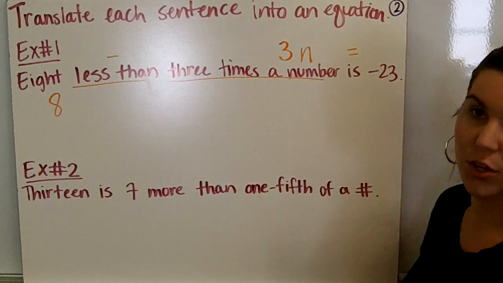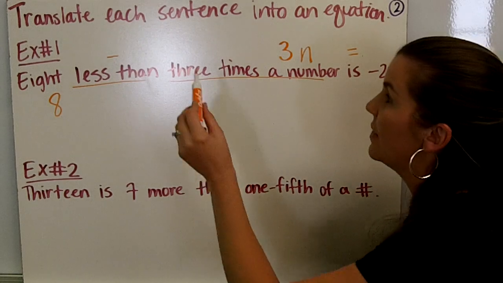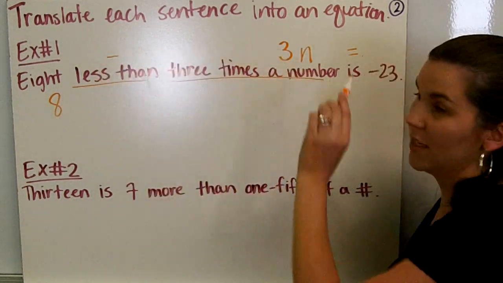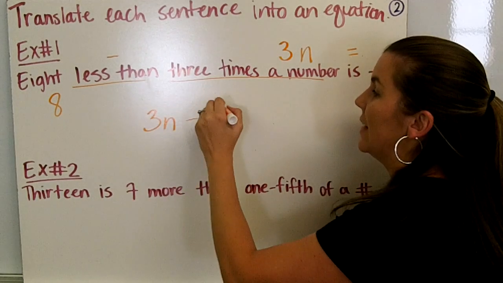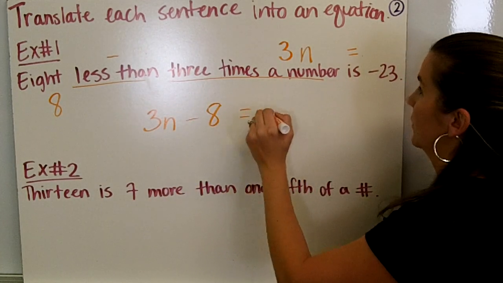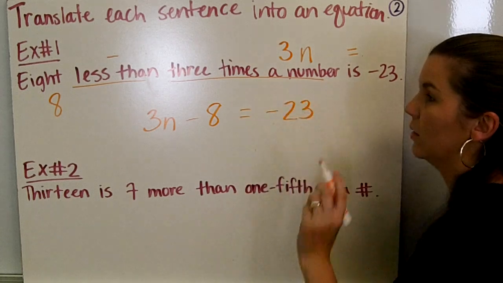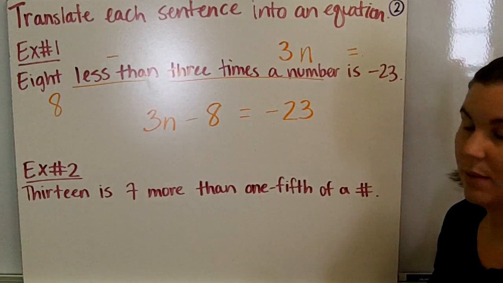8 less than 3n. Okay? That doesn't mean 8 minus 3n. It means 3n minus 8. 8 is less than 3 times the number.